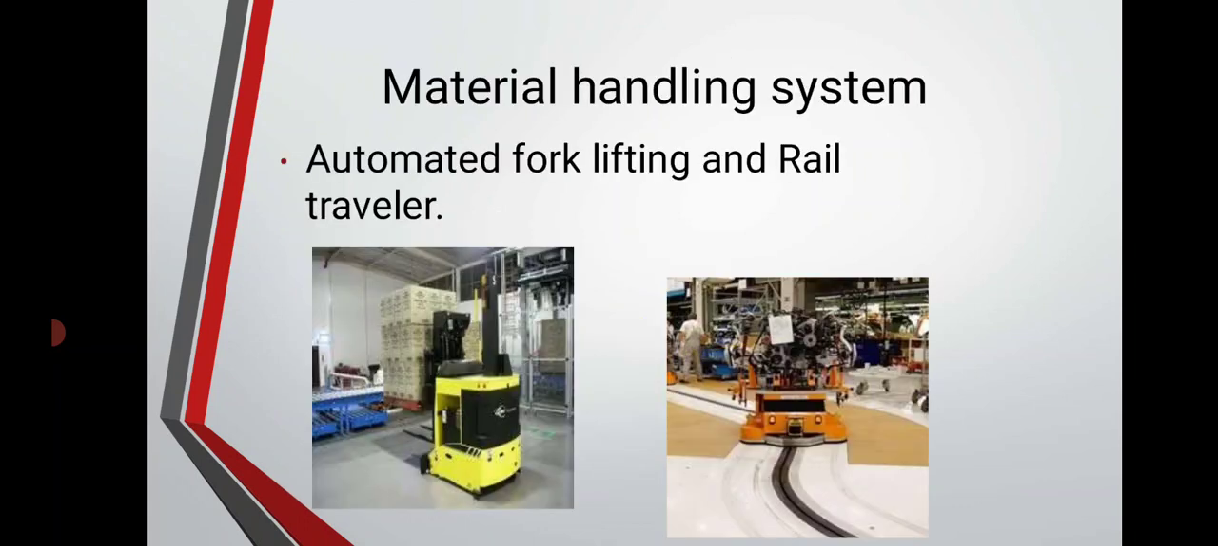Next one, material handling system. You can see this image. This is the AGV, automated forklift and rail traveler. The first one is the AGV vehicle. So you can see the weight is loaded on the vehicles. That means the material container, the box, is loaded on the AGV vehicle. Second one, the workplace: the AGV vehicle is moving along a path. You can see this diagram.